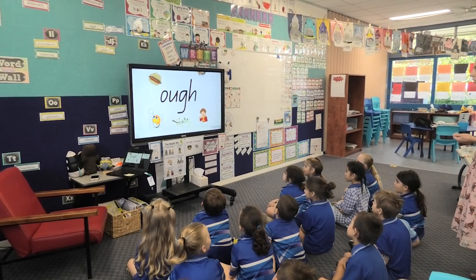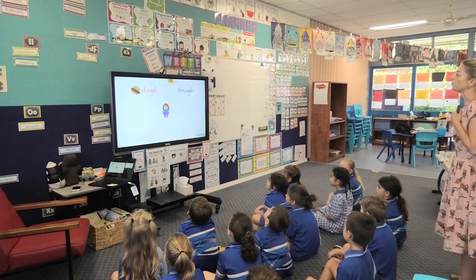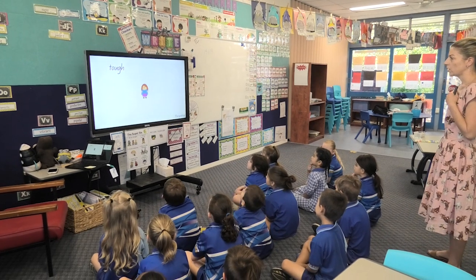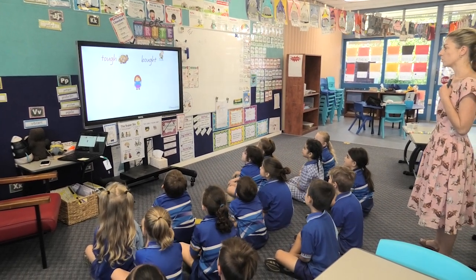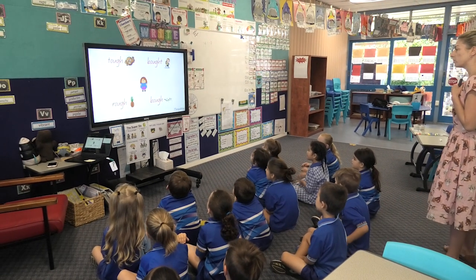This is my next quad graph. It says dough. What's my word? Dough. Through. What's my word? Cough. Thought. Tough. Bought. Rough. Bow. What's my word? Bow.